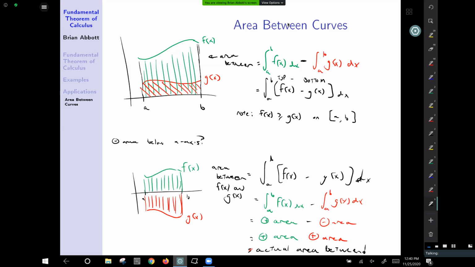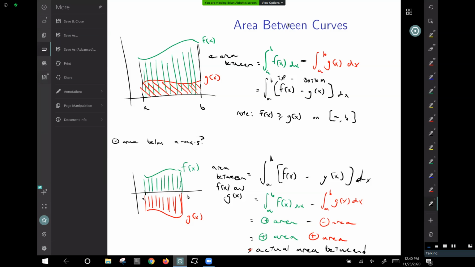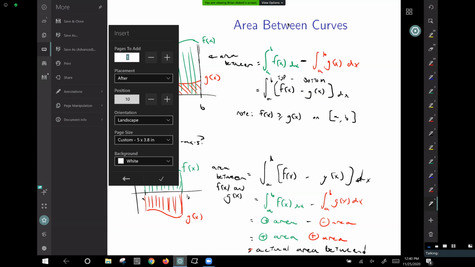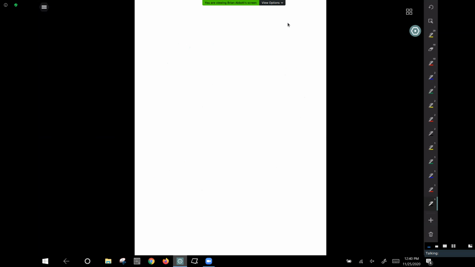Okay, I don't have this written in my notes, but let's think about what would happen if we had two sets of negative area here. Let's give ourselves a new page here. Okay, so what about if they're both below the x-axis?